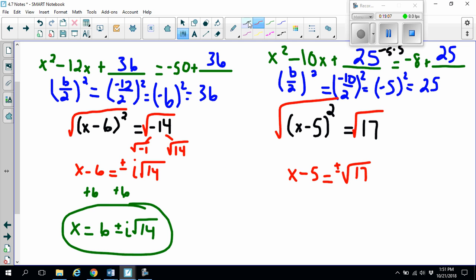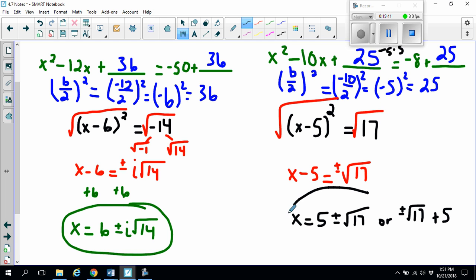Now, our last step, what we have to do is move the 5 over. So I'm going to add 5 to both sides. So I get x equals 5 plus minus square root of 17. Or you could write it as plus minus square root of 17 plus 5. So because there is no imaginary numbers, we can either bring the 5 before the plus minus or after the square root of 17. And either of them work. So that would be your final answer.